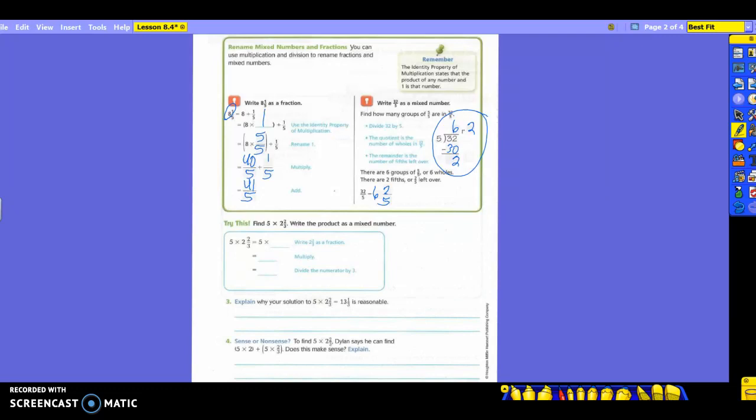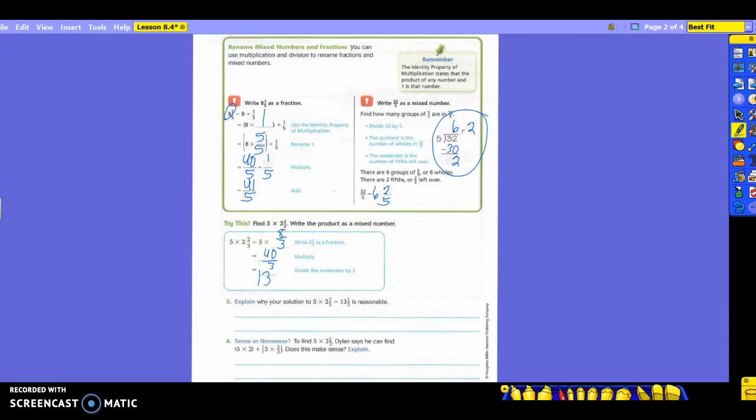3 times 2 is what? 6 plus 2. So what am I writing on the line? 8/3. Okay, then I'm going to multiply that. What do I get? 40/3. And then we can't leave it in a fraction. We have to put it in a mixed number. So I'm going to then divide it back out. So how many times does 3 go into 40? 13. And what are you going to have left?